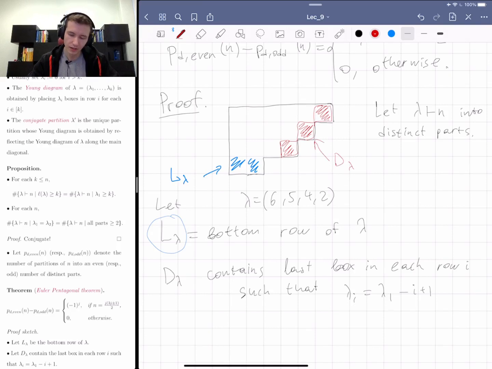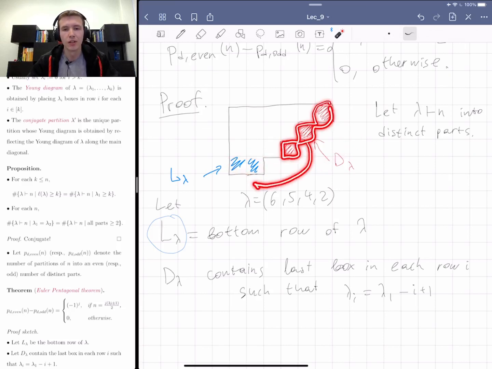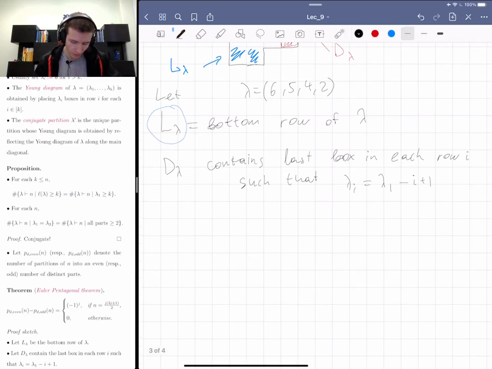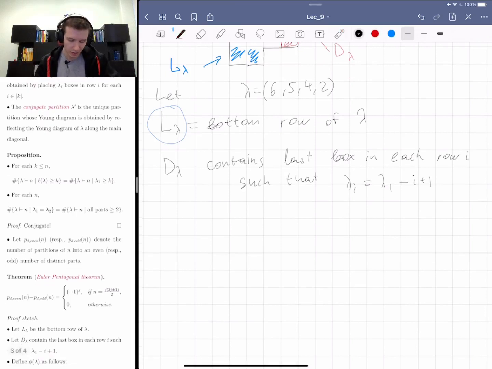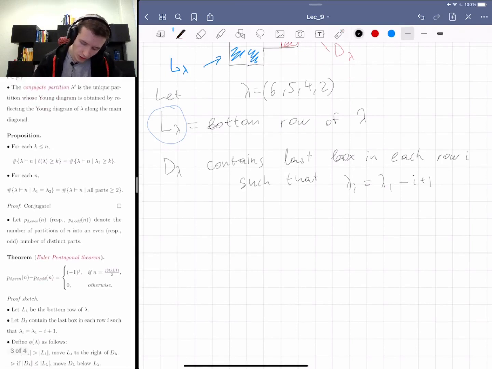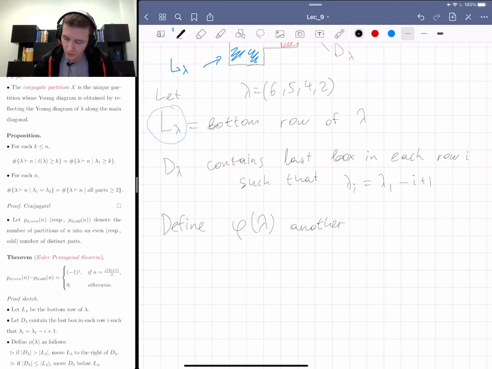Okay, and then the way the bijection is going to work is I'm going to try to either take these boxes and move them here, or take these boxes and move them down here, depending on whether I have more blue boxes or red boxes in my Young diagram. When you describe a bijection, you have to be completely precise. So define phi of lambda, another Young diagram, let me put it in quotes because we'll see what happens.